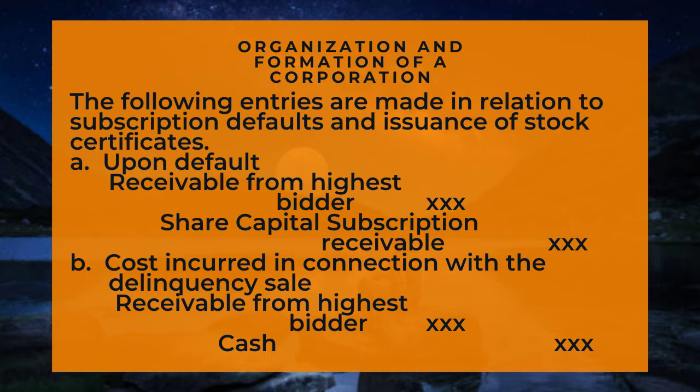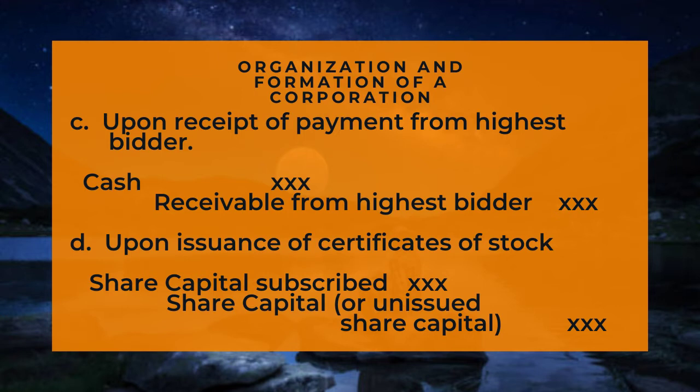The following entries are made in relation to subscription defaults and issuance of stock certificates. A. Upon default, debit receivable from highest bidder and credit share capital subscription receivable. Letter B. Cost incurred in connection with the delinquency sale, debit receivable from highest bidder and credit cash. Letter C. Upon receipt of payment from highest bidder, debit cash, credit receivable from highest bidder. Letter D. Upon issuance of certificate of stock, debit share capital subscribed and credit share capital or unissued share capital.